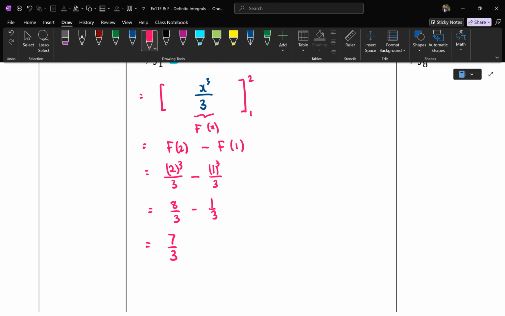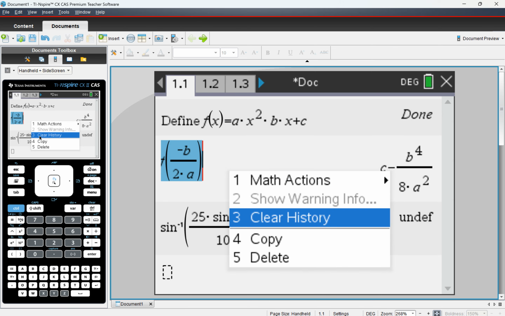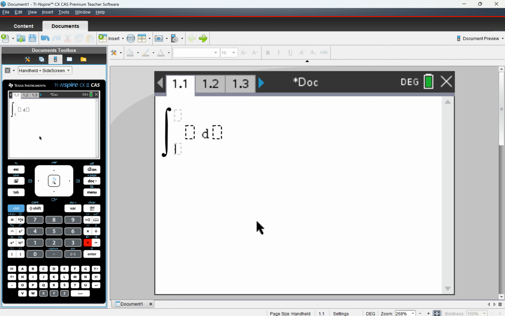And that gives me an answer of 7 on 3. Again, you can do this on a calculator as well. The shortcut, if you didn't know, is Shift and the plus button. That will give you the integral. So if I bring up my calculator, Shift plus, it gives you the integral quickly. So you can go from 1 to 2 of x squared dx, and you get your 7 on 3.